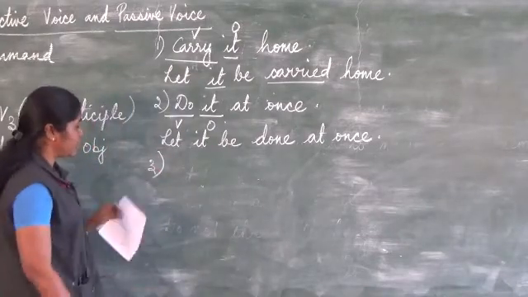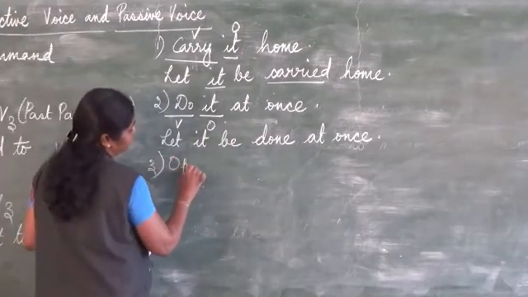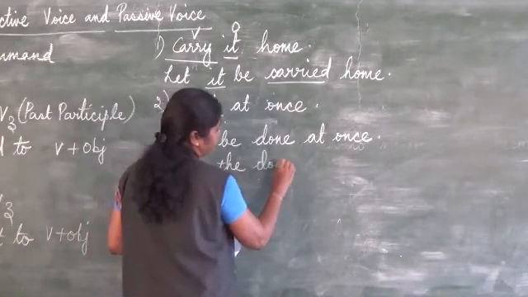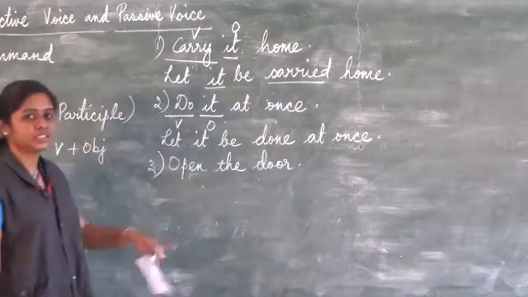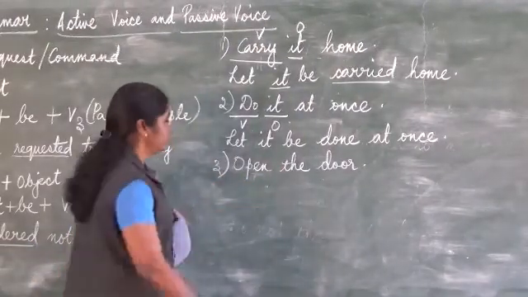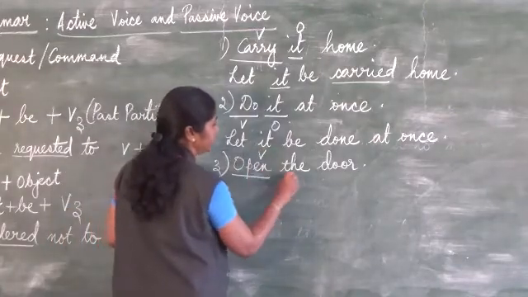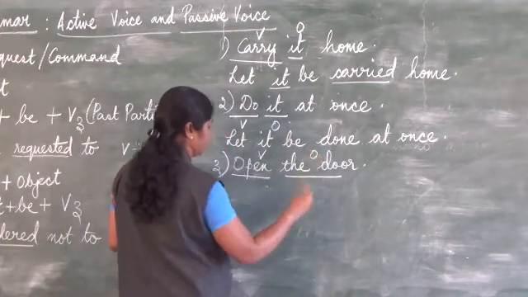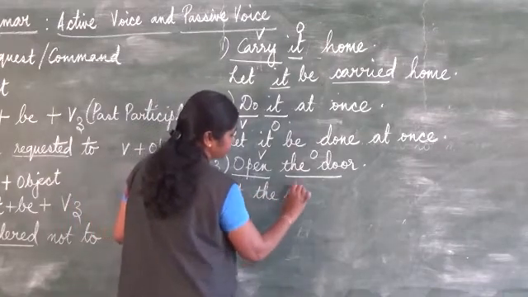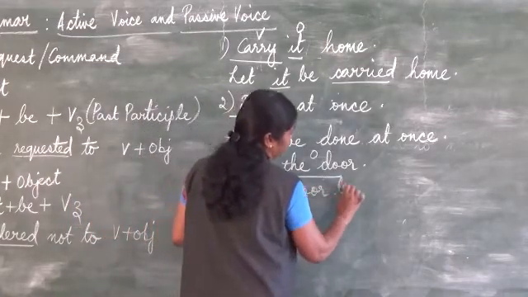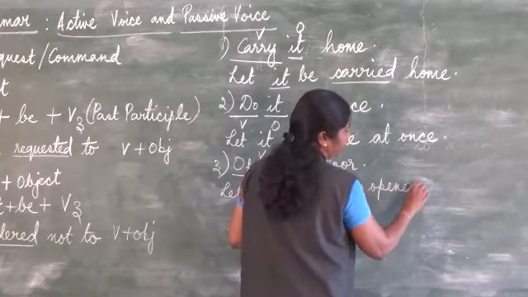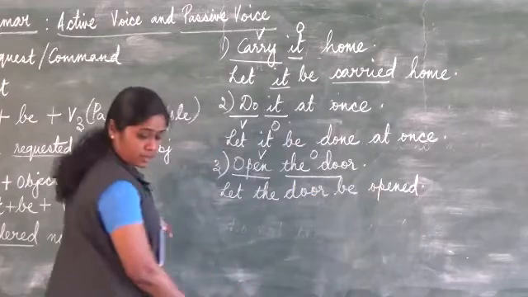And the third example of imperative is open the door. This is a very common statement, no? Open the door, close the window. Okay. So open is verb, door is object. So let the door be open.